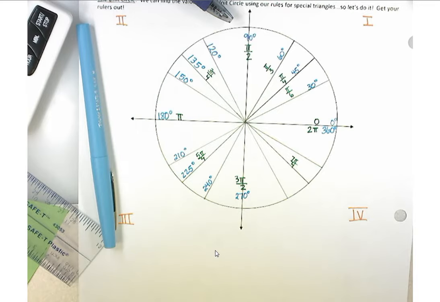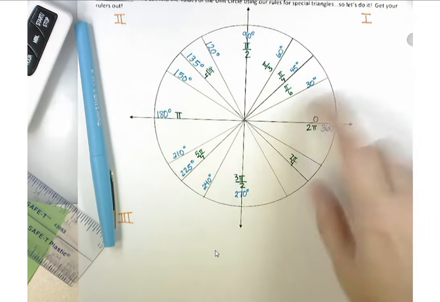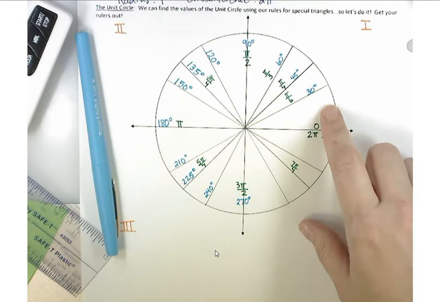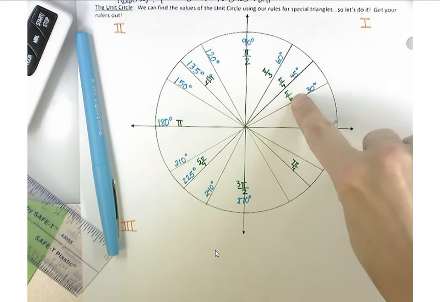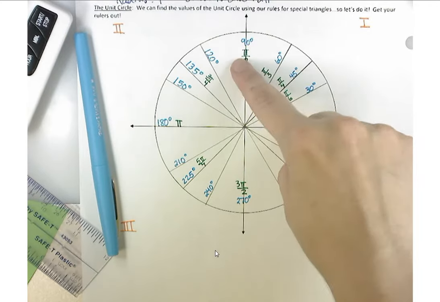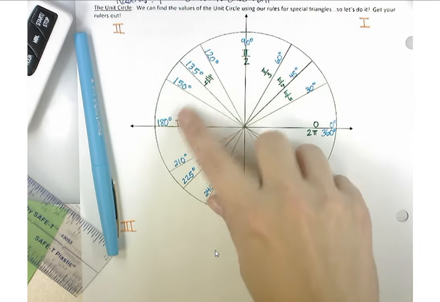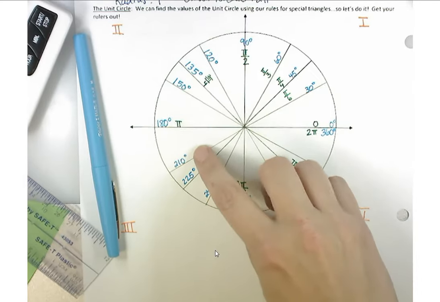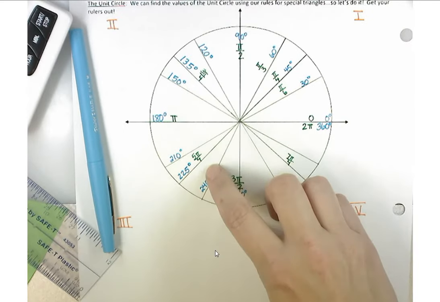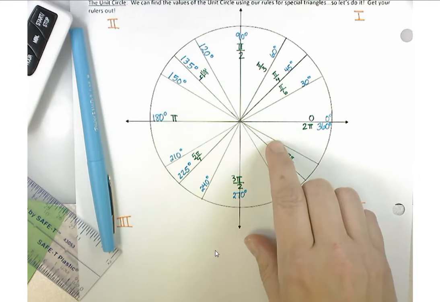Okay, I'm going to show you on here real quick what it is, and then I'll give you time to do it. Okay, so make sure you're paying attention. So this is 1 pi over 6, 2 pi over 6, 3 pi over 6, 4 pi over 6, 5 pi over 6, 6 pi over 6, 7 pi over 6, 8 pi over 6, 9 pi over 6, 10 pi over 6, 11 pi over 6.